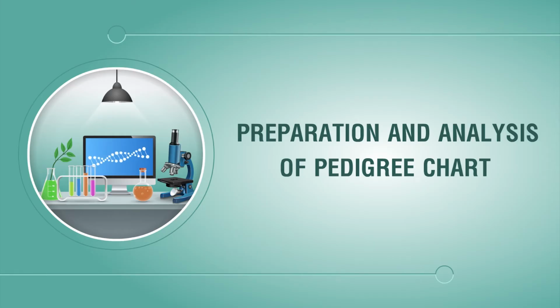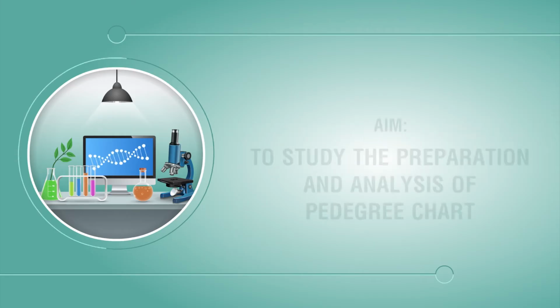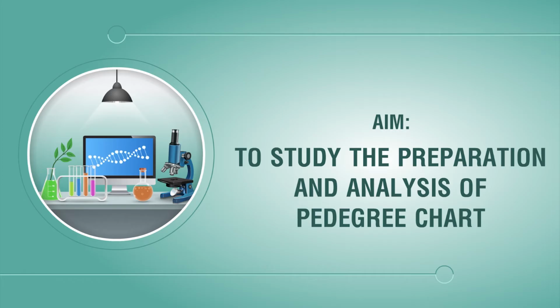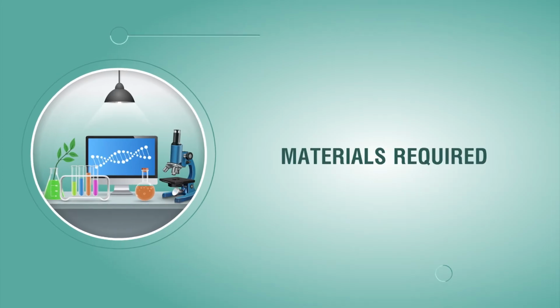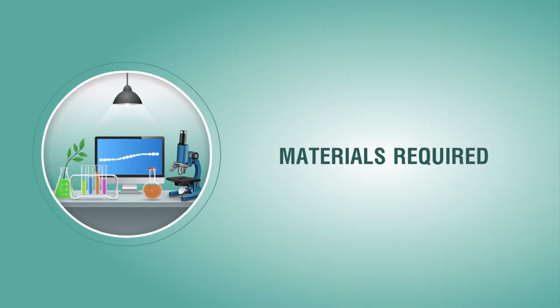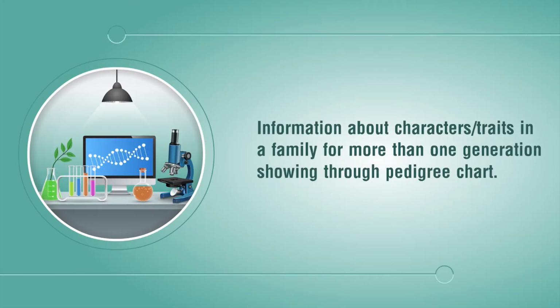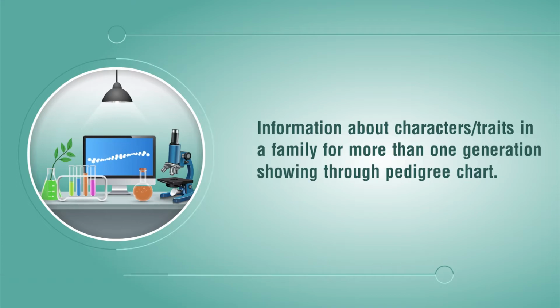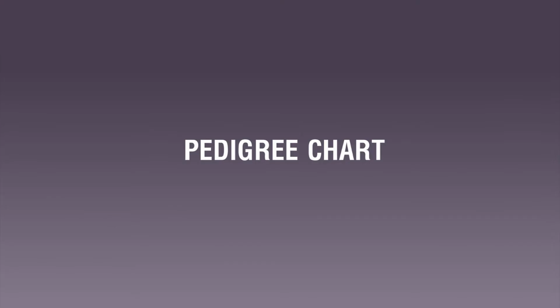Preparation and analysis of pedigree chart. Aim: to study the preparation and analysis of pedigree chart. Materials required: information about characters or traits in a family for more than one generation showing through pedigree chart. Procedure: let us see about pedigree chart.